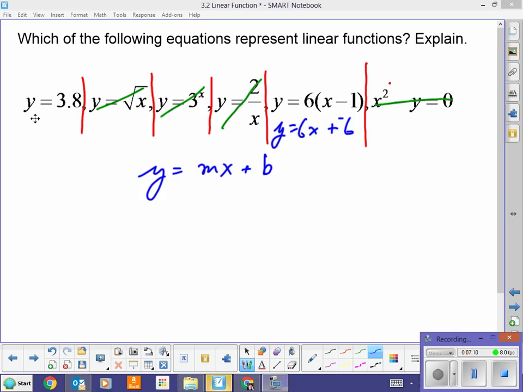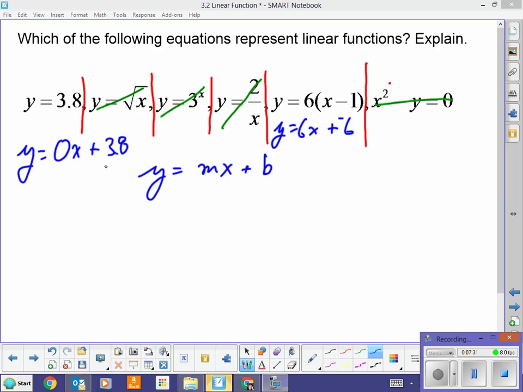What about this one? Y equals 3.8. Can I write this like this? And I can, and it looks like this. Y equals 0x plus 3.8. 3.8 is just a plain number. There's no variables by it or anything. So that's actually the b value out here.